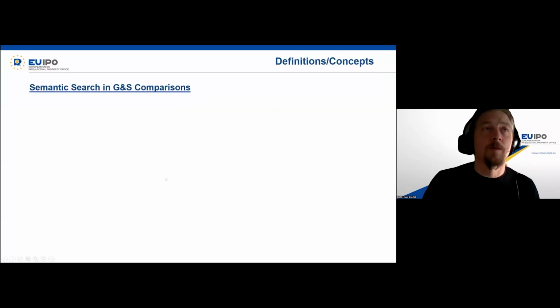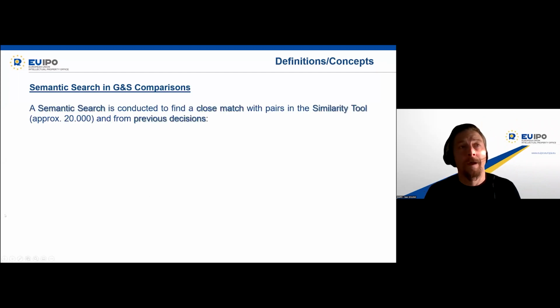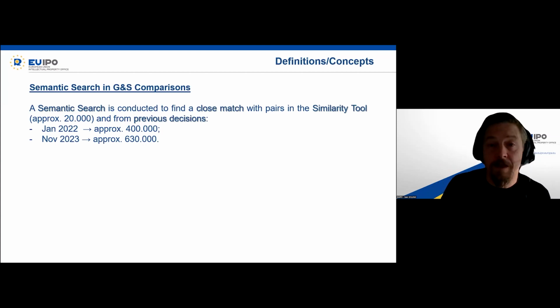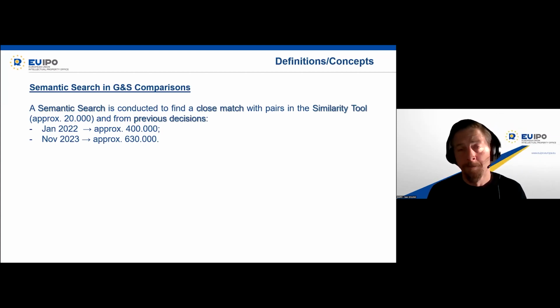So the semantic search that we use in goods and services comparisons is conducted to find a close match with pairs in the similarity tool, which is the tool I've shown you just now, which is binding on examiners. And as I mentioned, there are around 20,000 pairs in this tool, but it also searches previous opposition decisions. In January 2022, it searched around 400,000 decisions. And as of today, it actually searches 630,000 previous decisions. So of course, as soon as we notify new decisions, those decisions are scanned and also searched by the artificial intelligence.